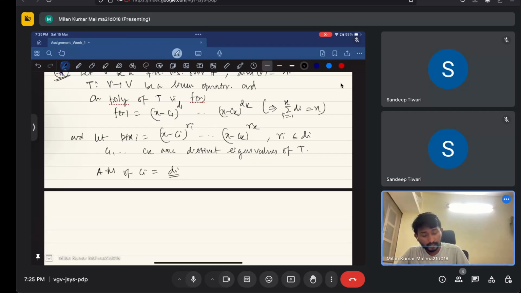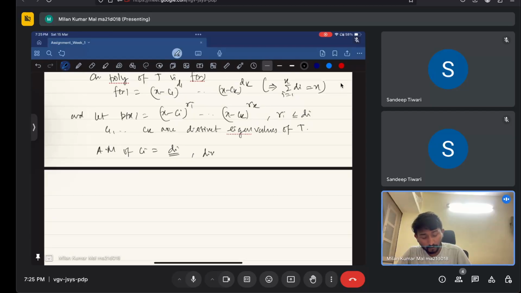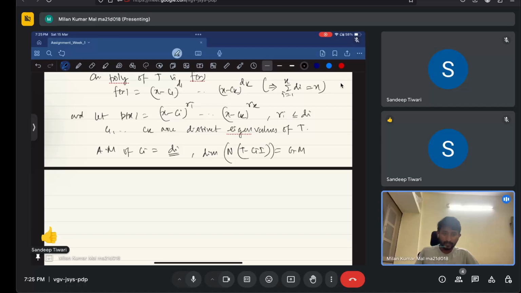We know that. And the dimension of the null space of T minus ci I is called the geometric multiplicity, the dimension of the eigenspace corresponding to the eigenvalue ci. This is called geometric multiplicity.